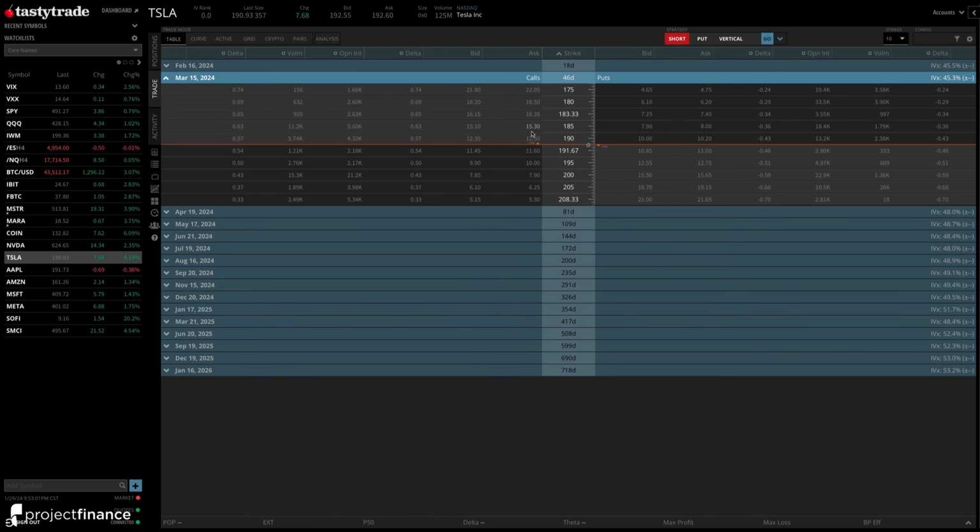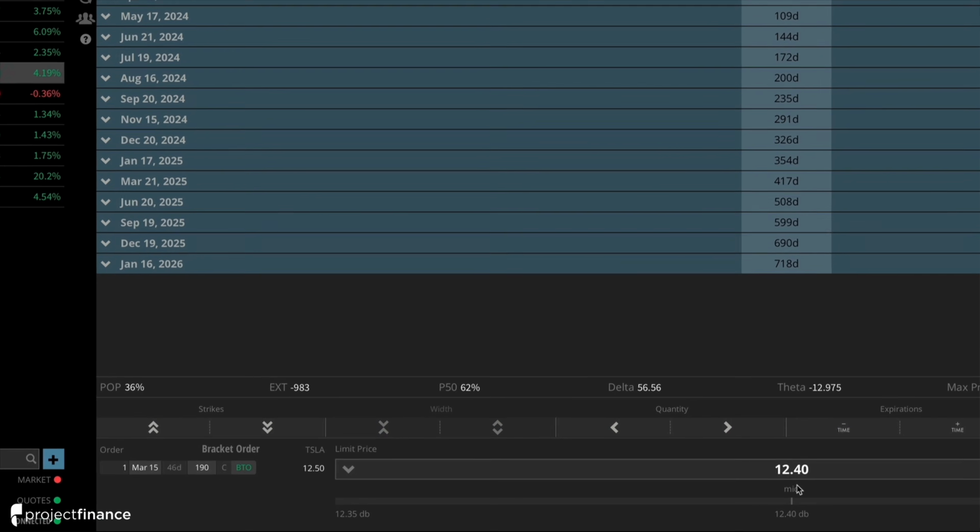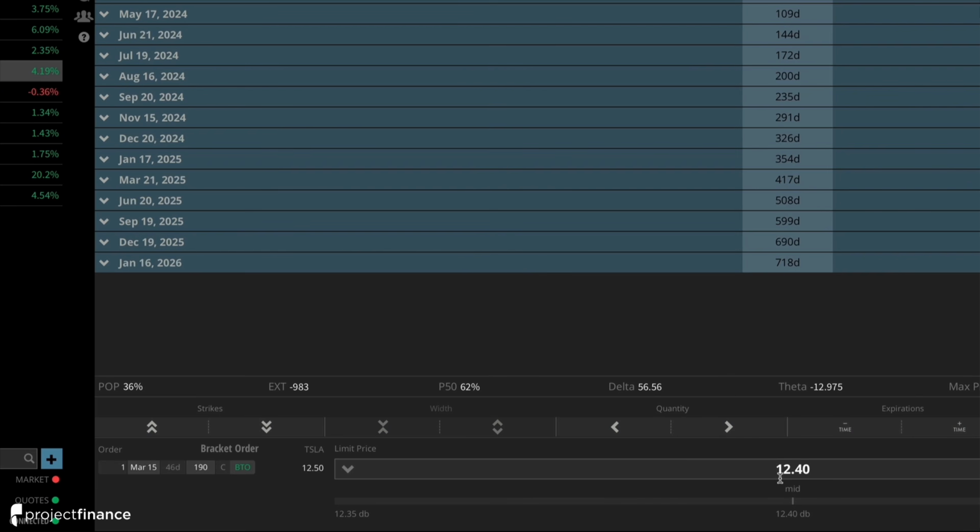If we go back to just buying the 190 call, if we enter this trade for $12.40 and we want to see a 100% gain on this position, that means this call has to go to approximately $25 in value. At the time of expiration, this call will be worth $25 if the stock price is $25 above the strike price. That means Tesla has to go to $215 for this call option to be worth $25 at the time of expiration, experiencing a 100% return on this particular trade.